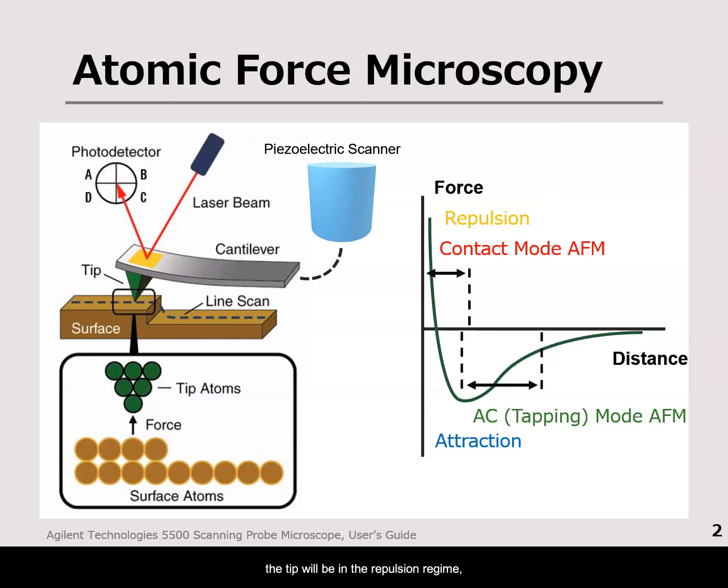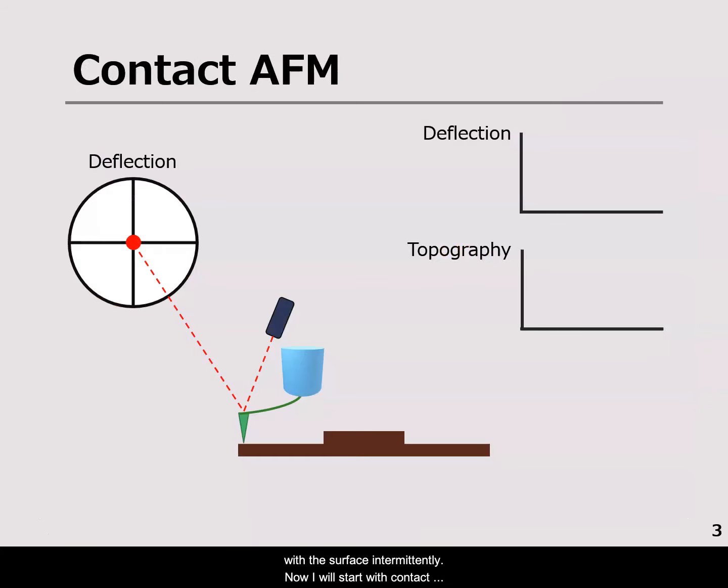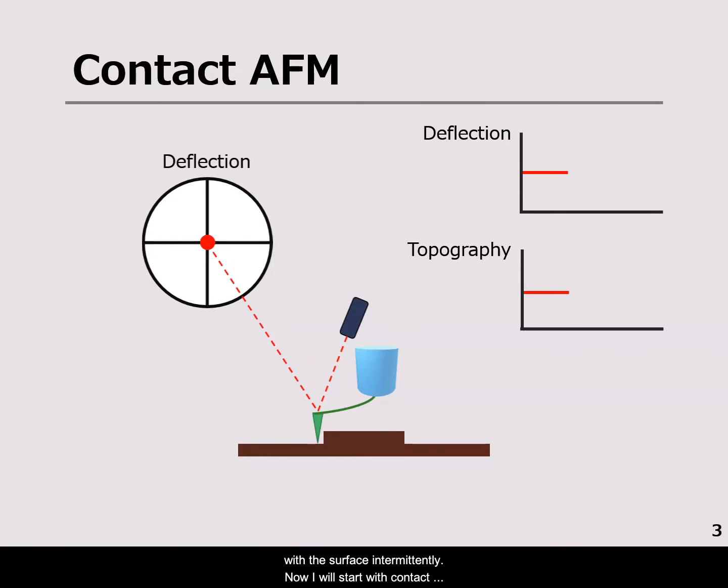In contact AFM, the tip will be in the repulsion region, causing the cantilever to bend. In AC AFM, the tip oscillates sinusoidally on top of the surface, mainly in the attraction region, and contacts the surface intermittently. Now I will start with contact AFM and explain briefly how the feedback loop works.